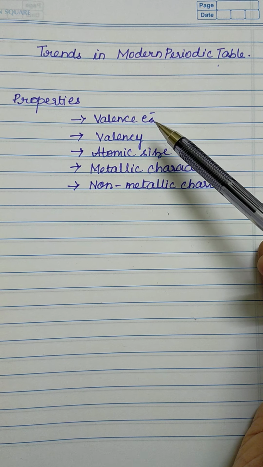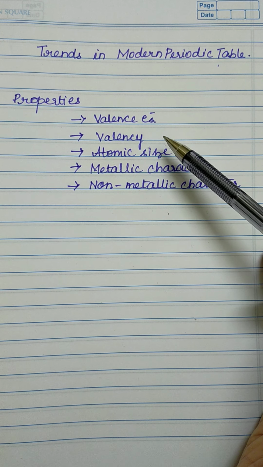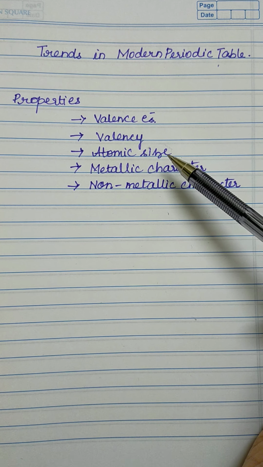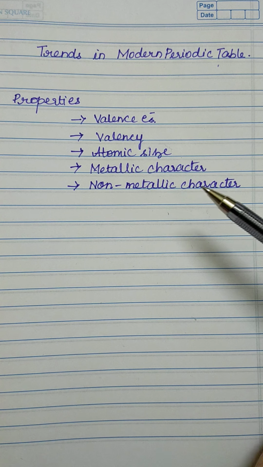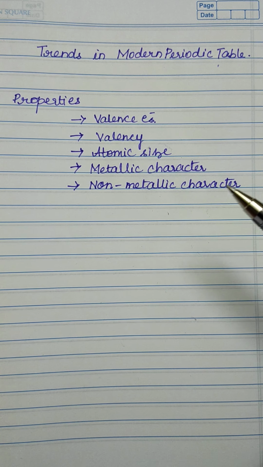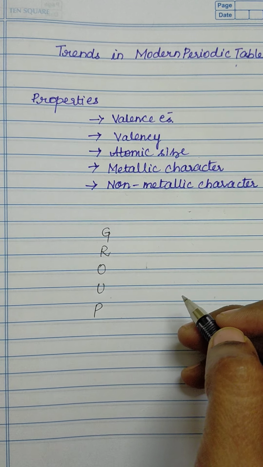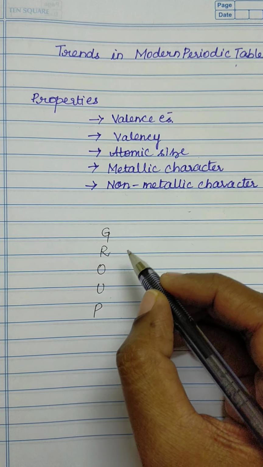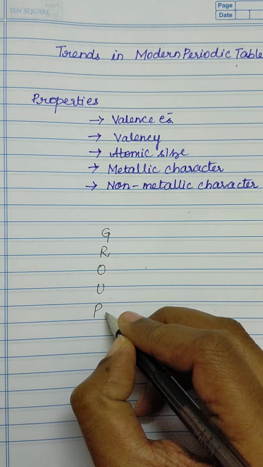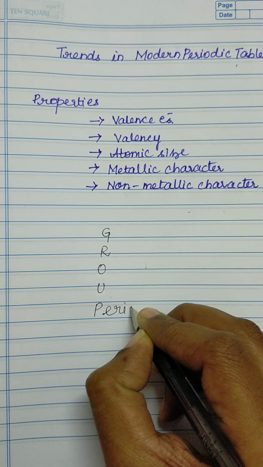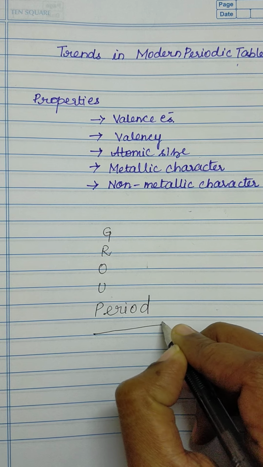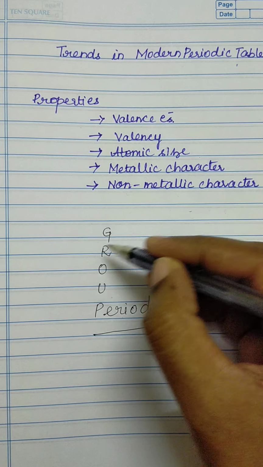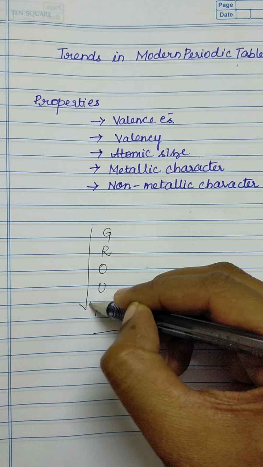The first one is valence electron, the second one is valency, the third one is atomic size, the fourth one is metallic character, and the fifth one is non-metallic character. So let us see one by one. We know that a group is from top to bottom and a period is from left to right. So in the modern periodic table, the properties change from left to right as well as from top to bottom.